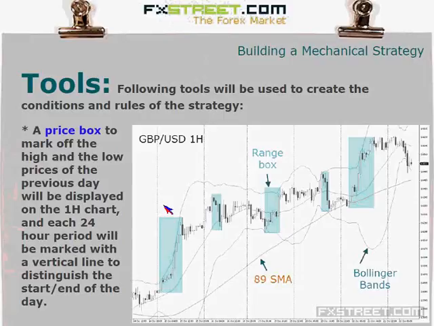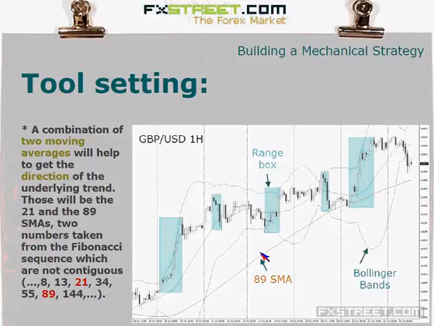Initially, the price boxes that you see here are just to mark off the high and low prices of the previous day. This is the 60-minute chart. There are period separators, and applied to this chart we also see the Bollinger Bands with 21 periods, and the simple moving average for 89 periods. This combination of two moving averages provides me the information I need to know about direction, the direction to go.